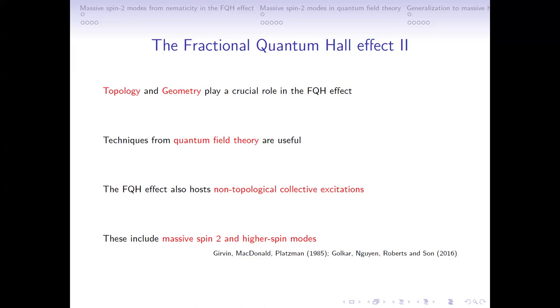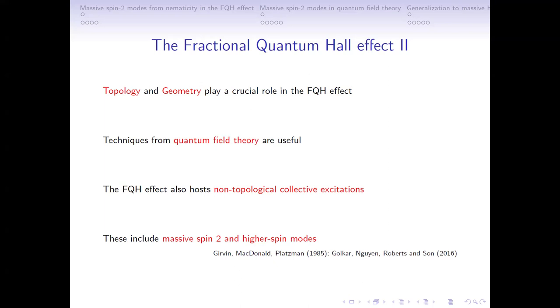In effect, the basic mode is a massive spin 2 mode, and that was already found in the 80s by Girvin, MacDonald, and Platzman. And that was based on a certain symmetry algebra. Later it was also realized that that same algebra should give rise to high spin modes beyond spin 2, and certain numerical calculations were done, for instance, by Golkar and others. And it is about these massive modes of spin 2 and higher that I will talk about today. Now, this is a topic, spin 2 and high spins, which also occurs in quantum field theory. So that's where the connection is.